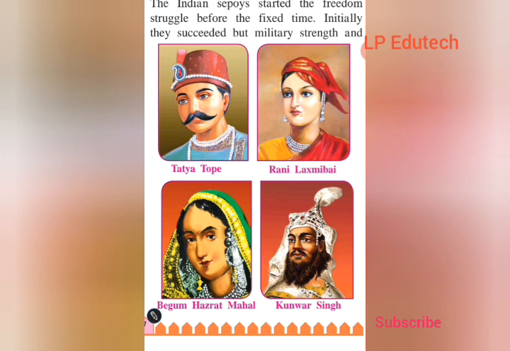Maulavi Ahmadullah, then Kunwar Singh, here is the picture of Kunwar Singh. Mughal commander Bakht Khan, Begum Hazrat Mahal led the revolt in various regions. The nature of the revolt in Delhi, Kanpur, Lucknow, Jhansi, West Bihar was more fierce. So these are the places where we can find the most impact of the revolt.